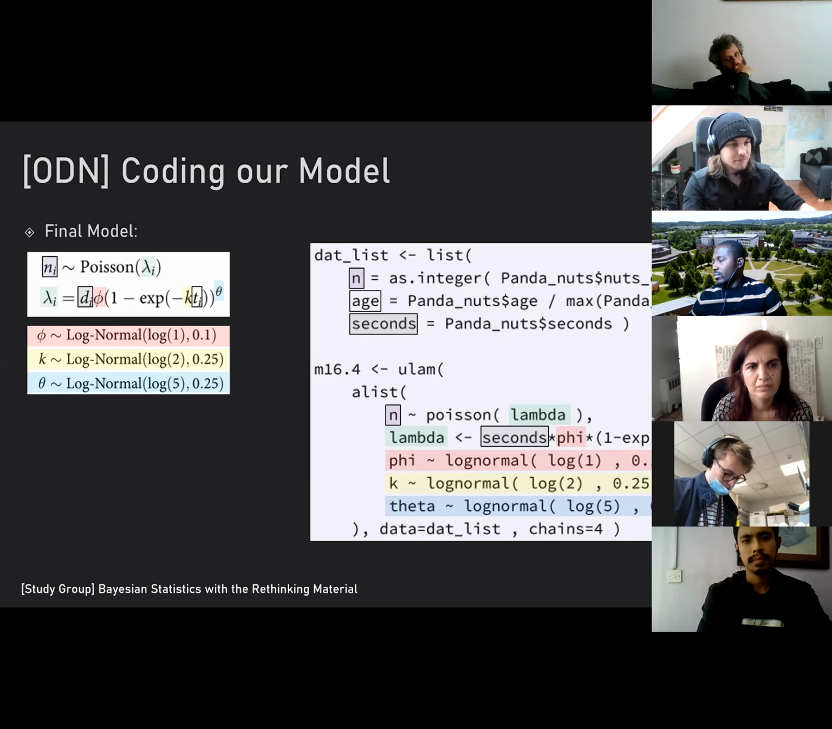What's a quasi-Poisson? Quasi-Poisson and negative binomial are both the same thing. Okay, perfect. Yeah, I just like the sound of the word Poisson.